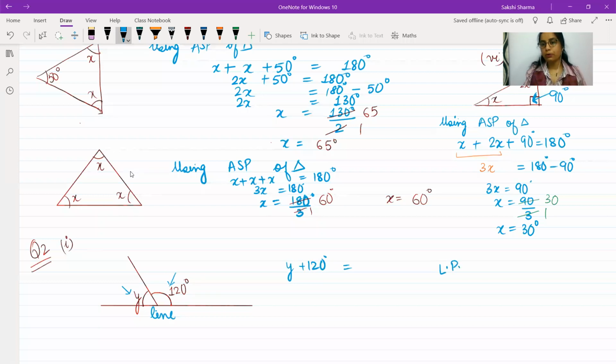And what was the property of linear pair? Their sum is 180. This we did in chapter number 5. Two angles which form a linear pair, their sum is 180 degrees. Ma'am, answer Y is equal to 60 degrees. So Y will come out to be 60 degrees. That's correct. 180 degrees minus 120 degrees equals 60 degrees.